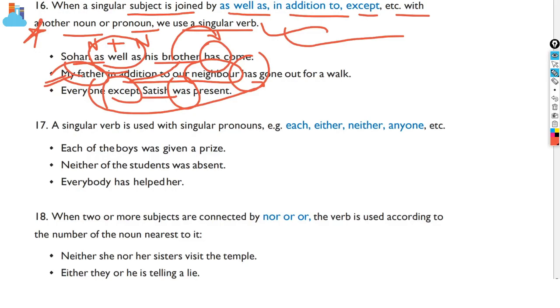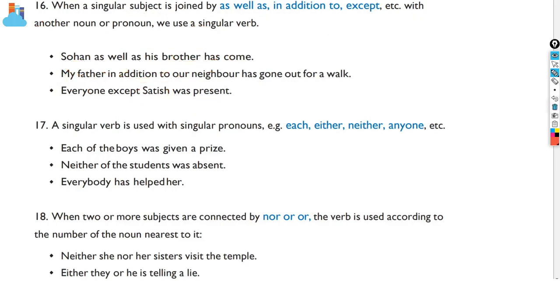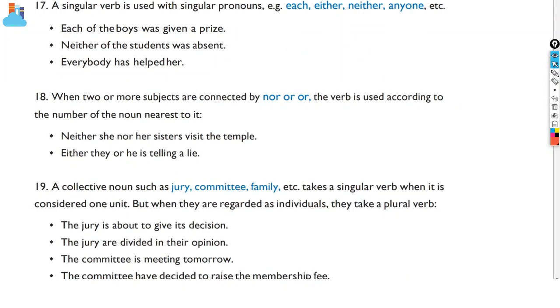Now let us come to another rule, number 17. Let us follow. A singular verb is used with a singular pronoun, for example, each, either, neither, anyone, everyone, each one, etc. Now let us see that this rule is very important. And in our writing exercise, we frequently commit this mistake because we are not brushed up with the latest knowledge. So we should be familiar with the rules.